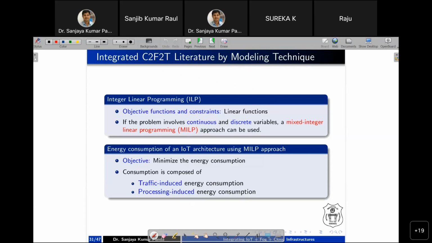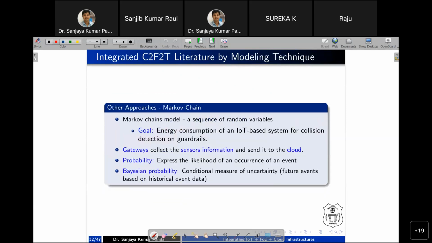The next one is that some people have modeled this integration in the form of a Markov chain model. In a Markov chain model, we are using a set of random variables. What is our goal in using the Markov chain model? Again, they have taken energy consumption into consideration. They have considered IoT devices, gateways, and the clouds. Gateway devices have to collect information from the sensors and post it to the cloud. For this, they have considered conditional probability. Just like, given the humidity and temperature of a particular place, if I asked you to predict whether there is rain or not.